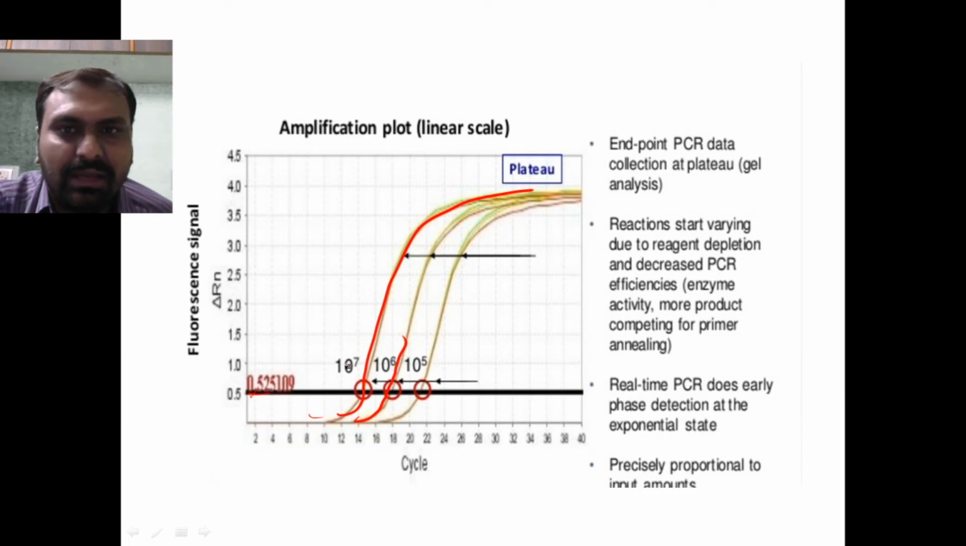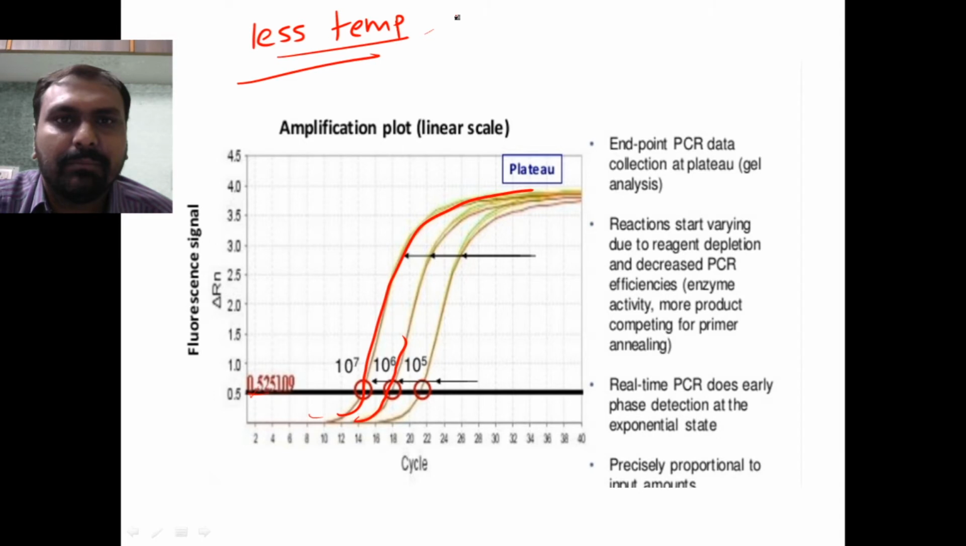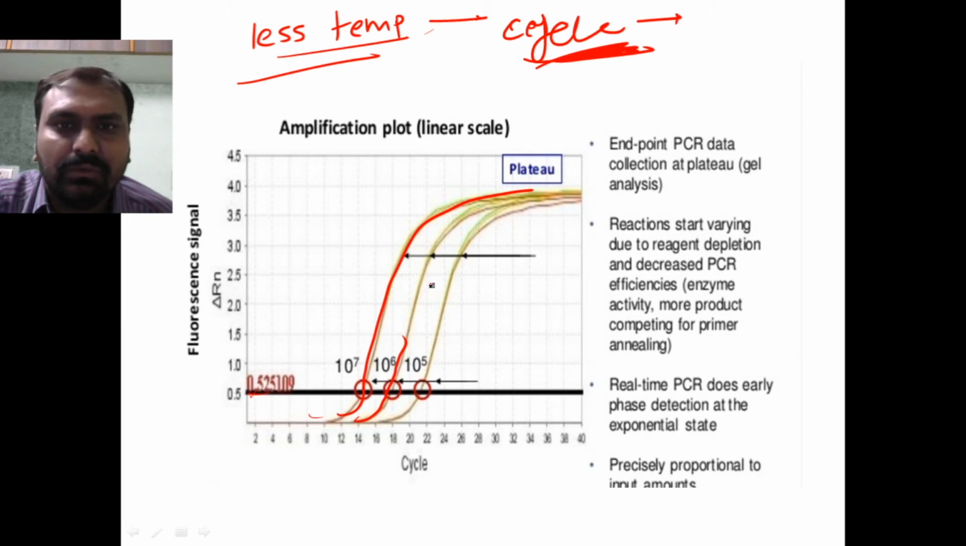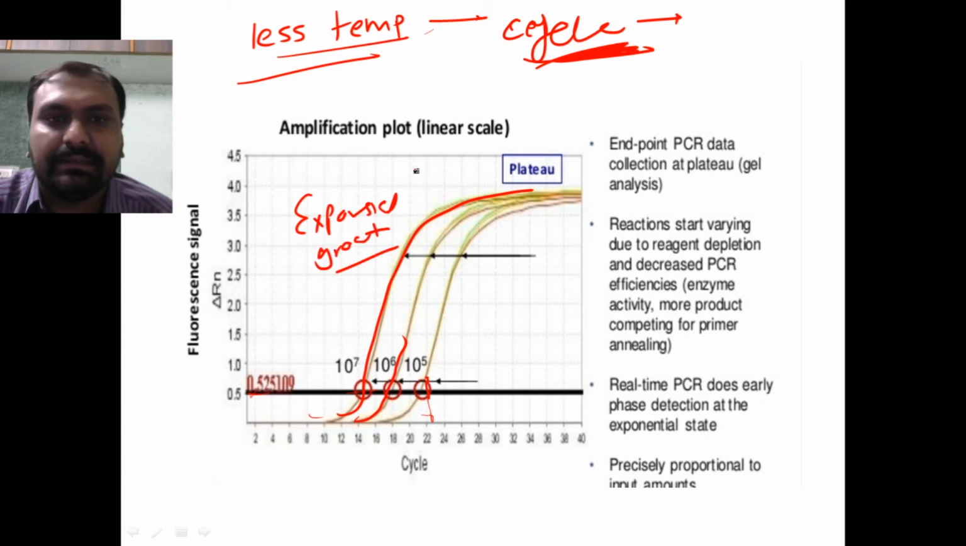For every molecule, when the initial template concentration is less, suppose the virus concentration is very low, it will take more cycles to increase the rate of the reaction. You can see here after the 22nd cycle there is exponential growth, exponential amplification.